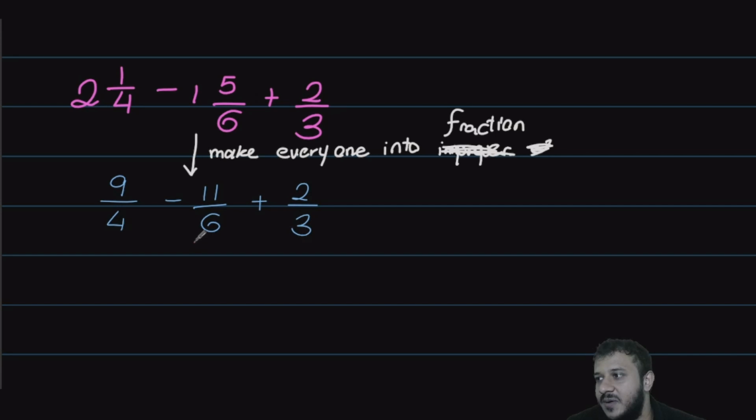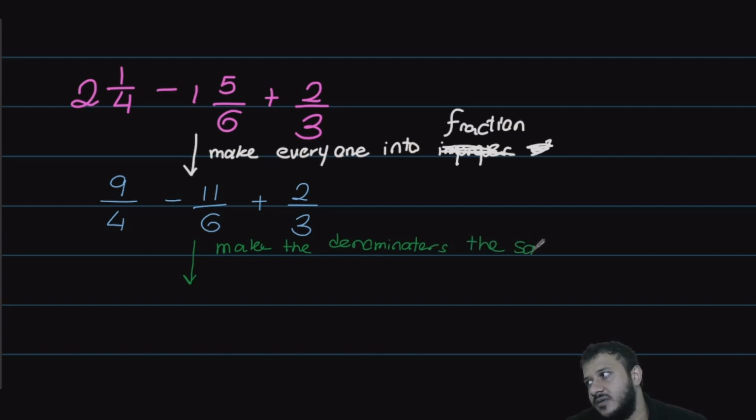Now what is my next step? Make the denominators the same. So what will be the denominators here? What is the best denominator I can make everybody into? 4s, 6s and 3s. 24. 18. Huh? How can 4 go to 18, mister? 4, 8, 12, 16, 20, 24.